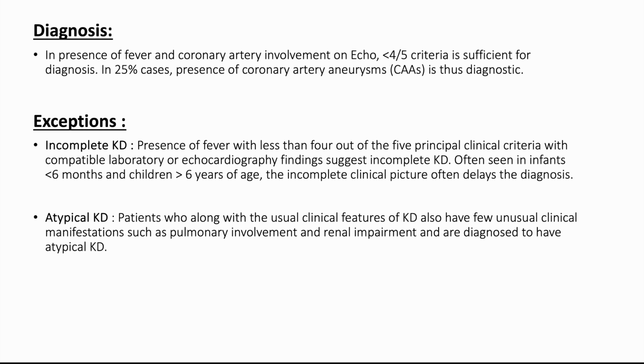So diagnosis: in the presence of fever and coronary artery involvement on echo, less than 4 of the 5 criteria is sufficient for the diagnosis. In 25% of cases, the presence of a coronary artery aneurysm is diagnostic. There are some exceptions, like incomplete Kawasaki or atypical. Incomplete means the kid presents with a fever and fewer than 4 clinical criteria, but supportive laboratory or echo findings. Atypical Kawasaki disease includes unusual systemic involvement such as renal or pulmonary manifestations.